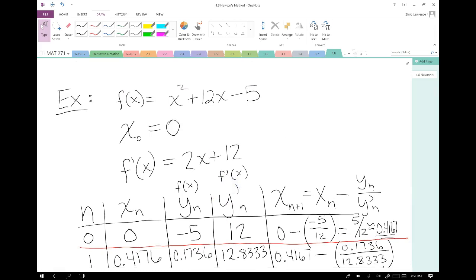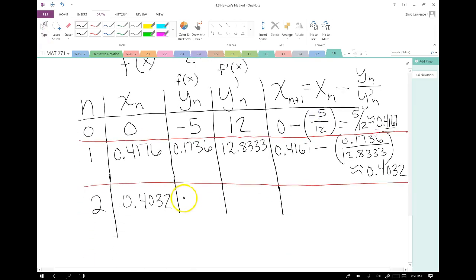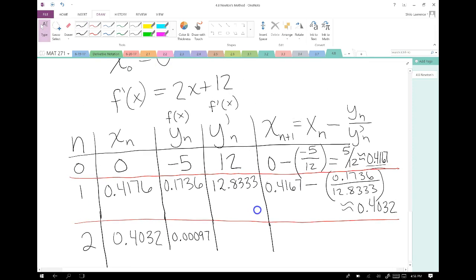And then multiply it by 12 and subtract 5. And I get scientific notation, it's so small. So I've got 9.7024 e to the -4. That means move the decimal point to the left 4 spaces. So 0.00097. Remember, we're trying to find an x-intercept, and that is when the y is 0. That is extremely close to 0.